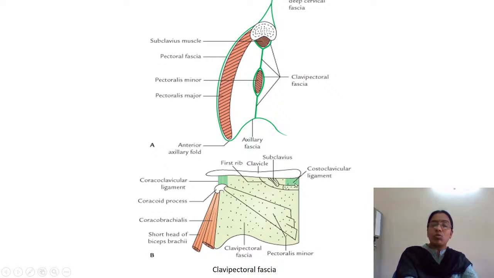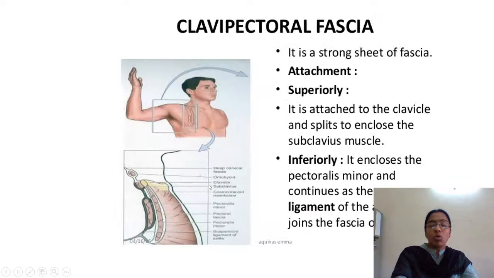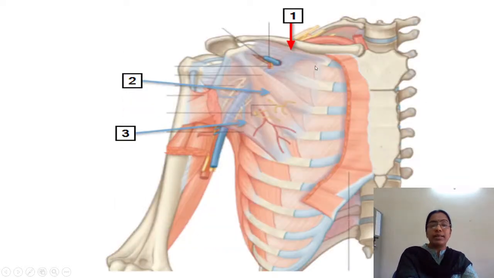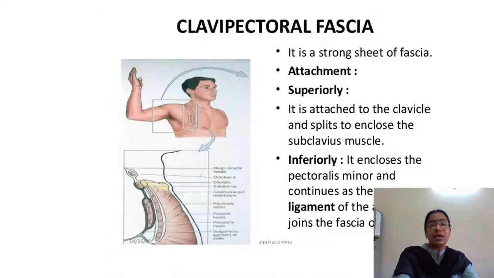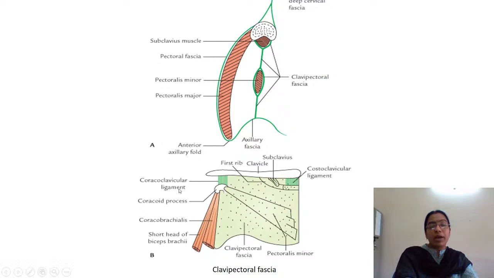Medially it extends and forms a costoclavicular ligament. Laterally, the clavipectoral fascia extends up to the coracoid process. So when you see it, laterally it is extending up to the coracoid process of the scapula, attaches to the medial end of the coracoid process, and forms a ligament which is called the coracoclavicular ligament.